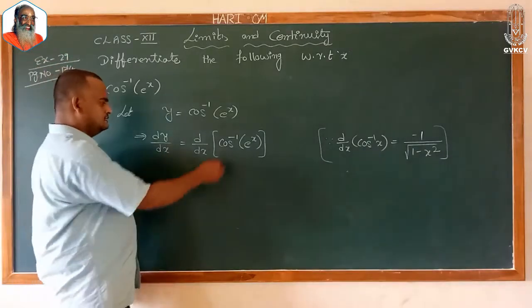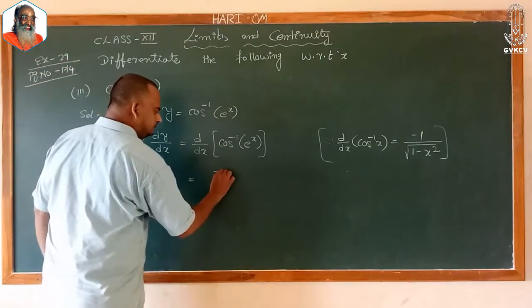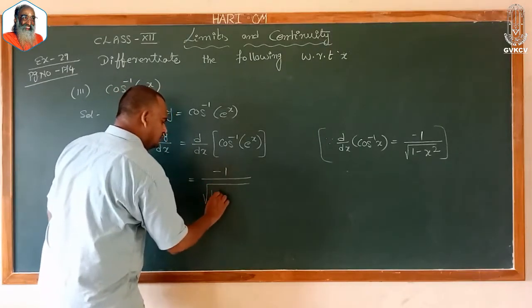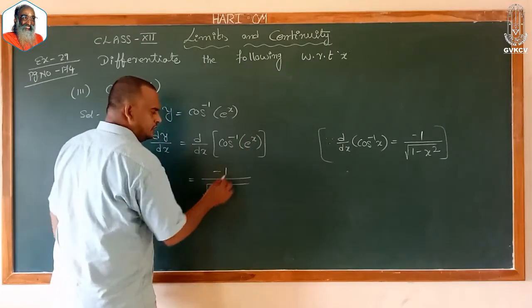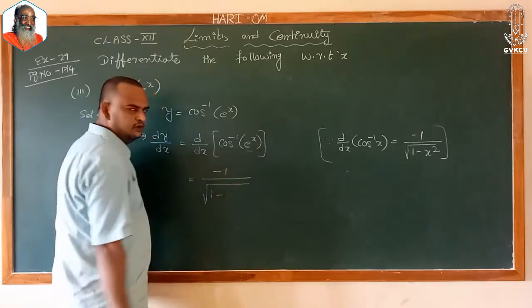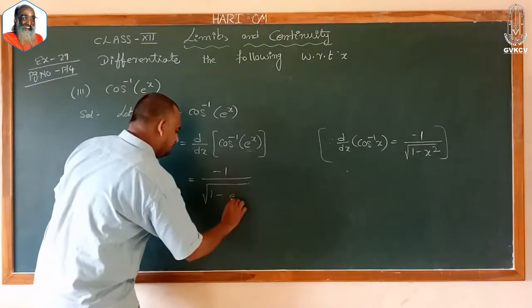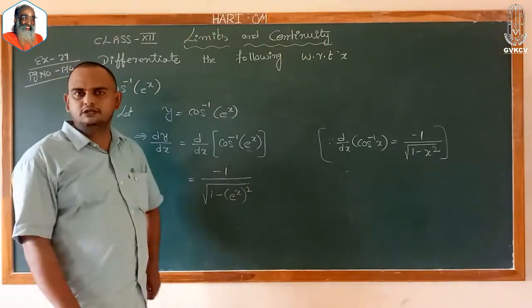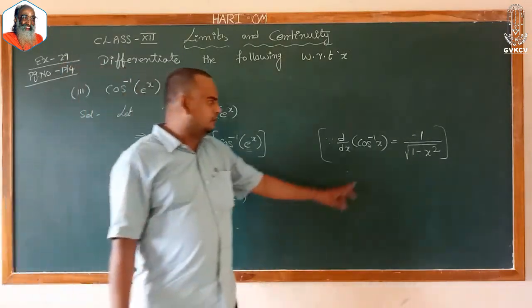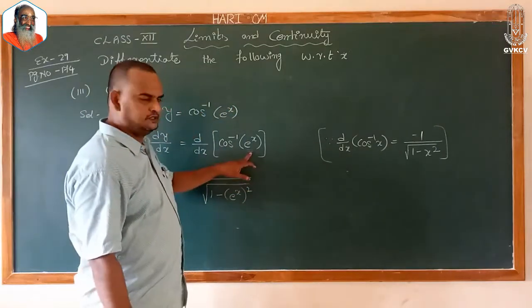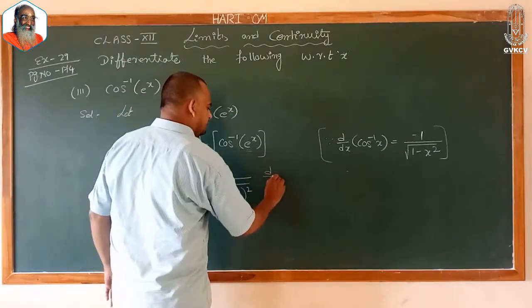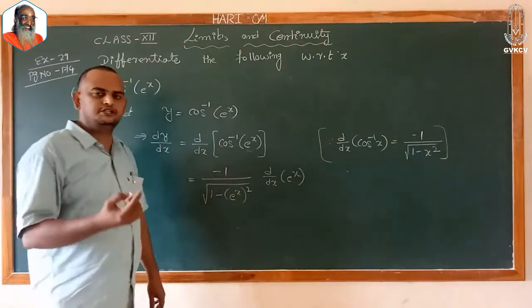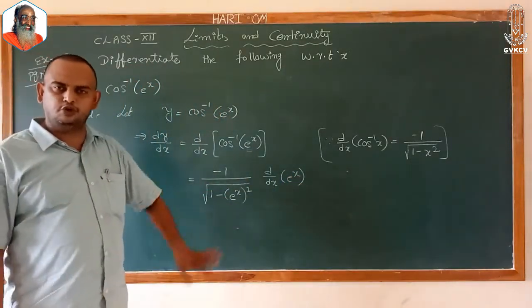Now let us continue this. Minus 1 by square root of 1 minus x square. In place of x, what do we have here? e power x. So e power x whole square. Now, in place of x, we have e power x, so again we need to differentiate e power x. As I told you, function in a function, we need to go for the chain rule.